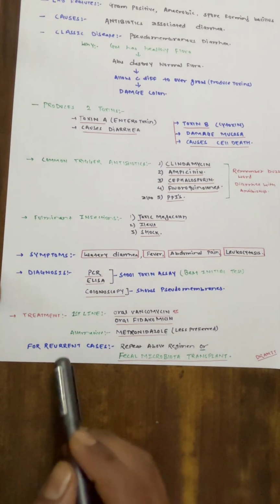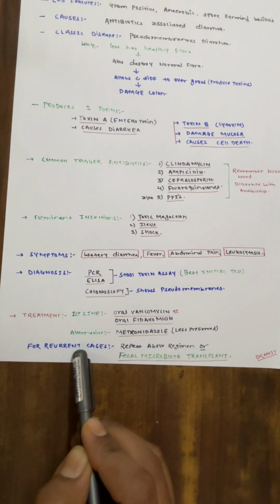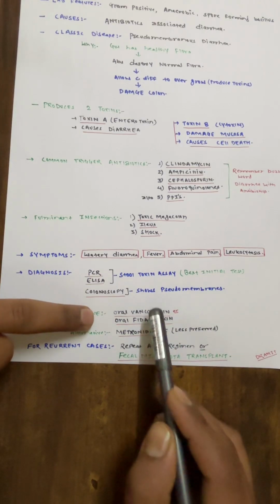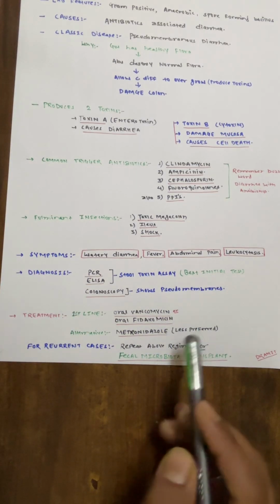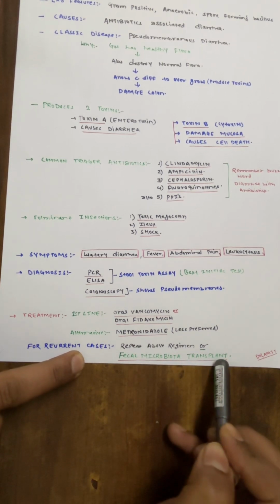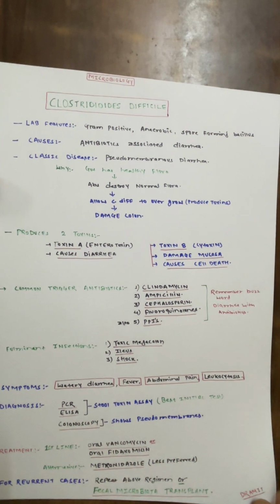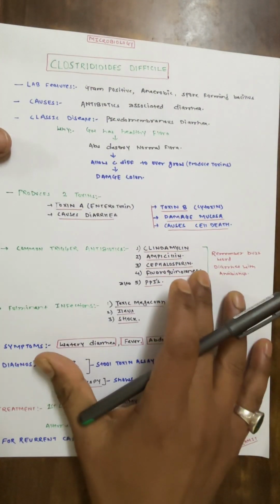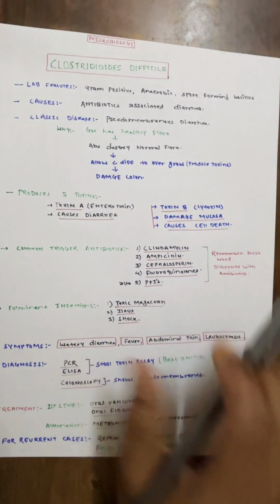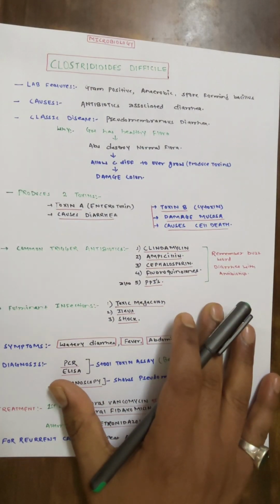Then for recurrent cases, if anyone is having recurrent Clostridium difficile infections, what's the mode of treatment? At that time, repeat the above regimen. You can repeat the oral vancomycin or fidaxomicin, but if the cases are still recurrent in the patient, then we can do fecal microbiota transplant. So this is all about Clostridium difficile. I think this much information is enough to tackle all the MCQs related to this topic. We'll talk about the next gram-positive bacteria in the upcoming videos.